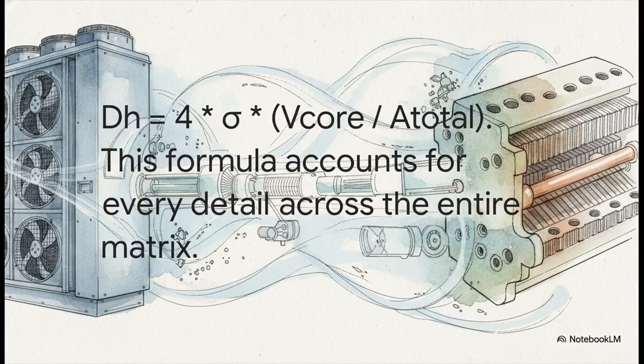Once we have those big macro variables figured out, we can just plug them right into this beautiful, elegant formula to calculate the exact hydraulic diameter for the entire cross-section of the condenser. So the hydraulic diameter equals 4 times sigma, multiplied by the ratio of the core volume to the total surface area. And what makes this formula so incredibly powerful is that it inherently accounts for every single microfeature of the coil. Every little slit in the fin, every single tube intrusion, it averages all of it out across the entire matrix.